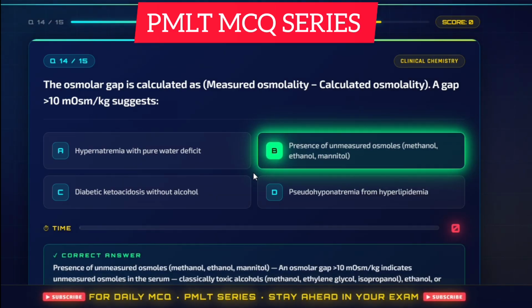The correct answer is B. An osmolar gap greater than 10 mOsm/kg indicates unmeasured osmoles in the serum. Classically toxic alcohols, methanol, ethylene glycol, isopropanol, ethanol, or mannitol.